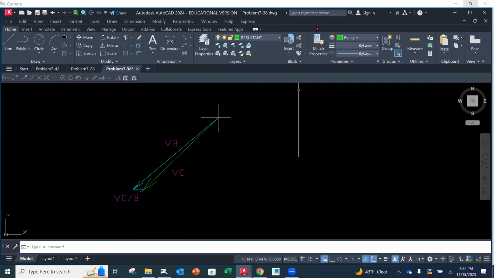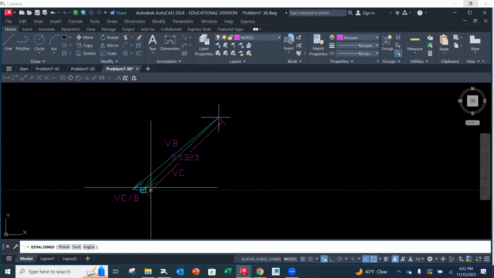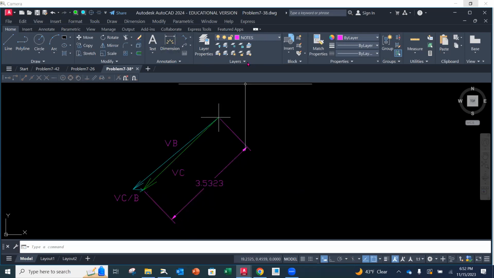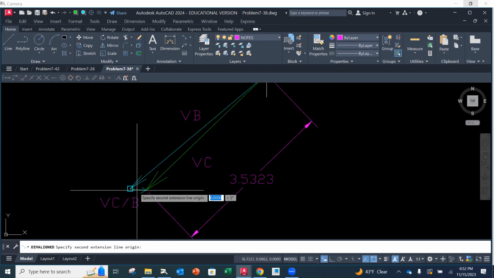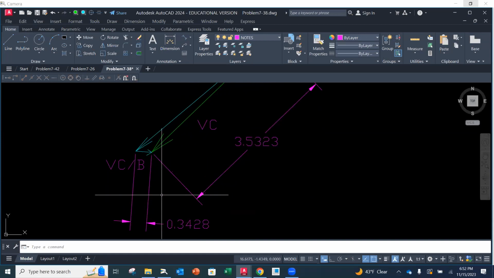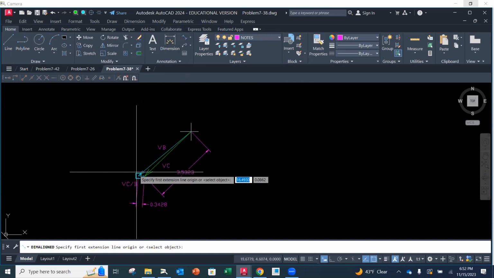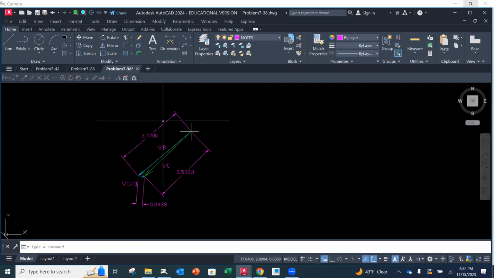All right. So now I'm going to add my dimensions. So a line dimension from here to here. That's going to be my C. And then I need my aligned dimension for C relative to B. And then I might as well add the one for velocity of B, which was what we used.